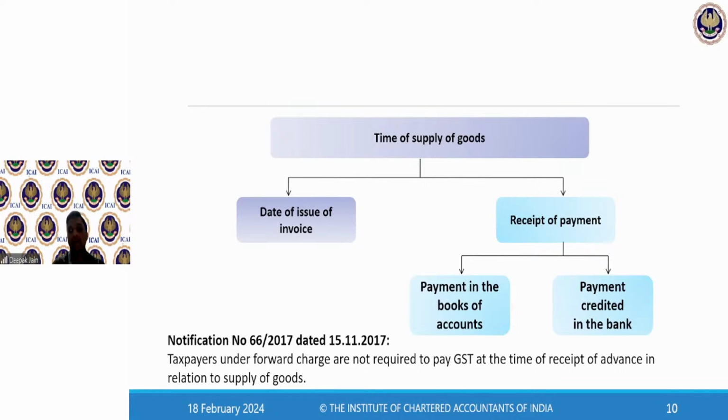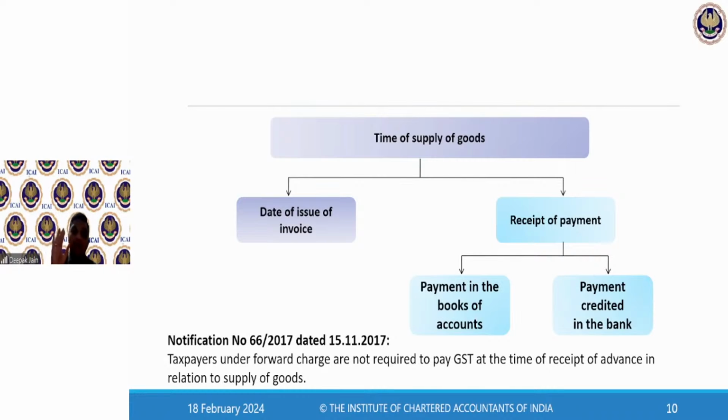Okay, so when I'm supplying something, I'm a seller, I will pay under forward charge. So under forward charge transactions of goods, I don't have to pay GST on receipt of payment. Even though the section says so, section 12 has both the clauses even now. But because of this exemption through notification number 66, we are not paying GST on receipt of advance. We are paying GST on raising invoice itself.